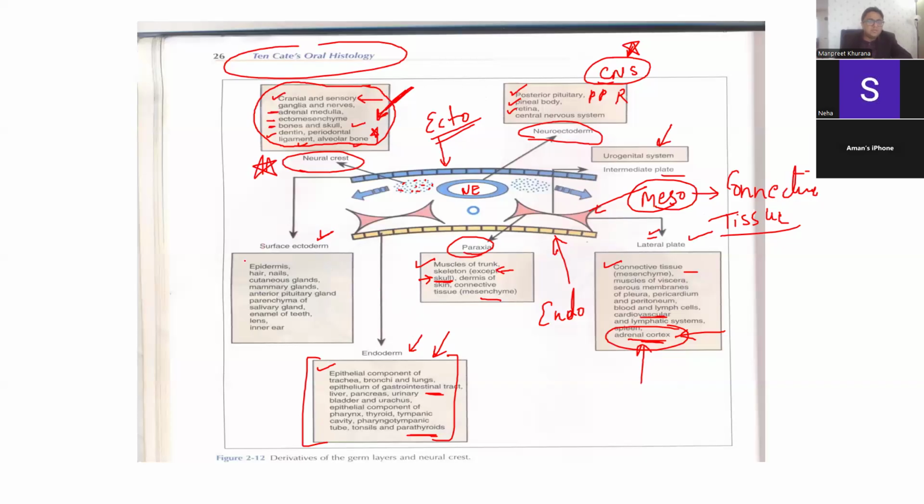Then the surface ectoderm. Surface ectoderm gives rise to epidermis, hair, nails, cutaneous glands, mammary glands, anterior pituitary gland, parenchyma of the salivary gland, enamel of the teeth, lens, and inner ear. So the enamel is formed from the surface ectoderm, whereas the dentine, PDL, and alveolar bone are all formed from the neural crest cells. This is very, very important: surface ectoderm gives rise to the enamel of the teeth. I'll be asking questions once we go ahead.